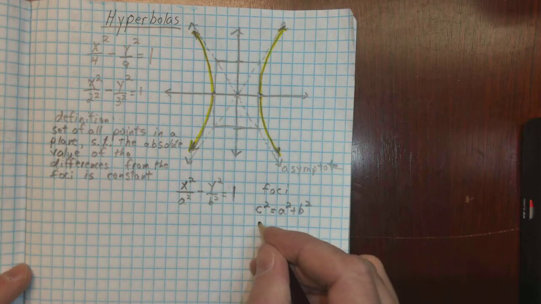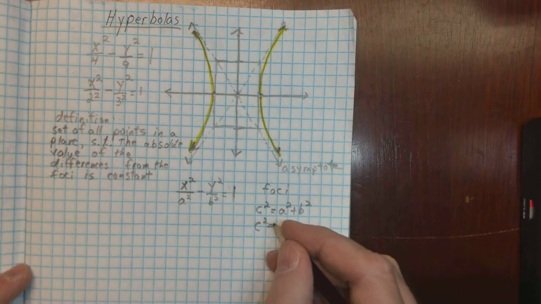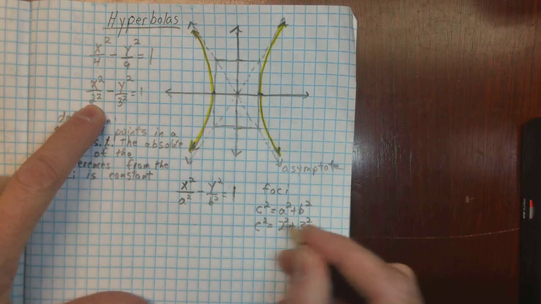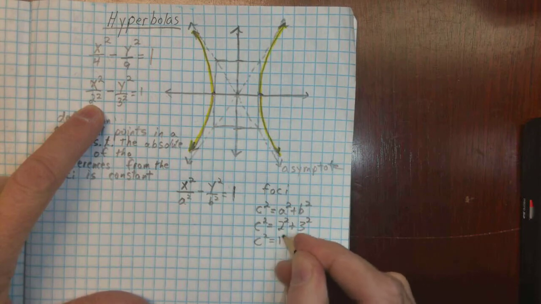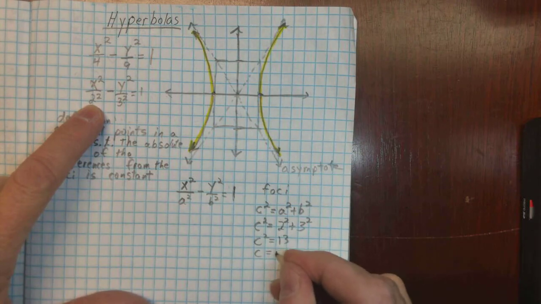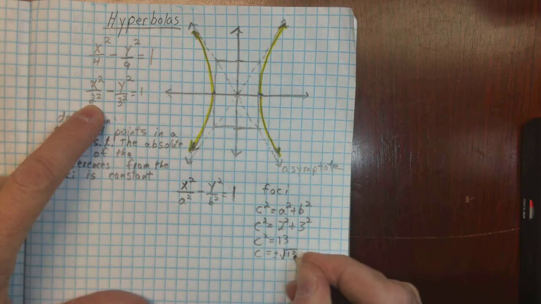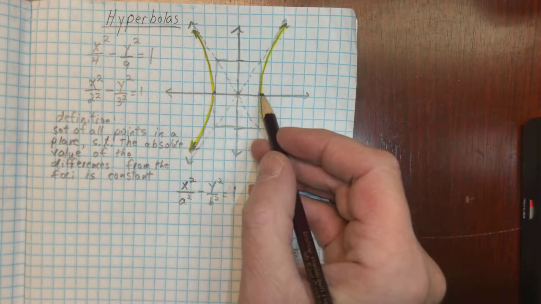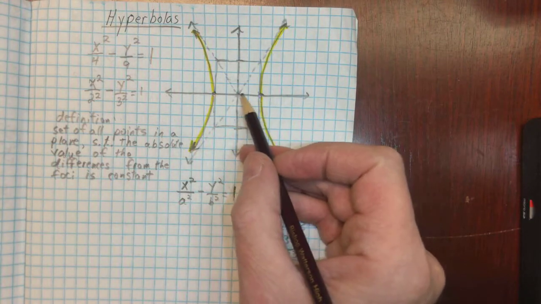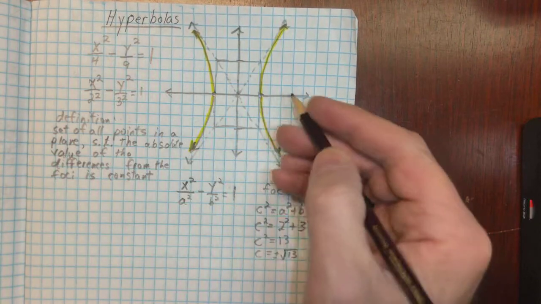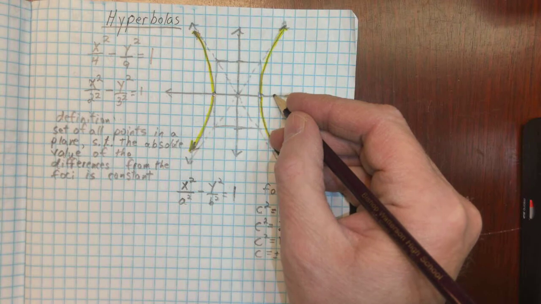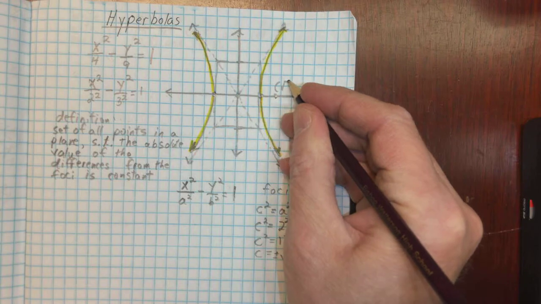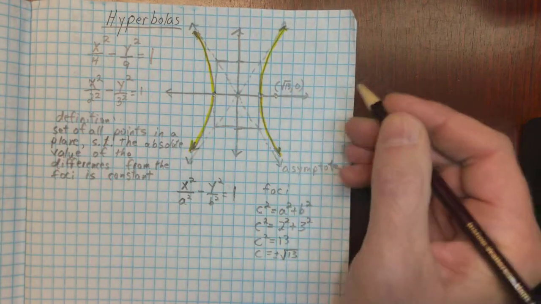So in our problem here, c squared would equal a squared, 2 squared, plus 3 squared, or 4 plus 9. c squared would be 13. c would be plus or minus square root of 13. Now, square root of 9 is 3, so it's a little past 3. It's between 3 and 4 here. So I'm going to put this point here. It's the square root of 13, 0.